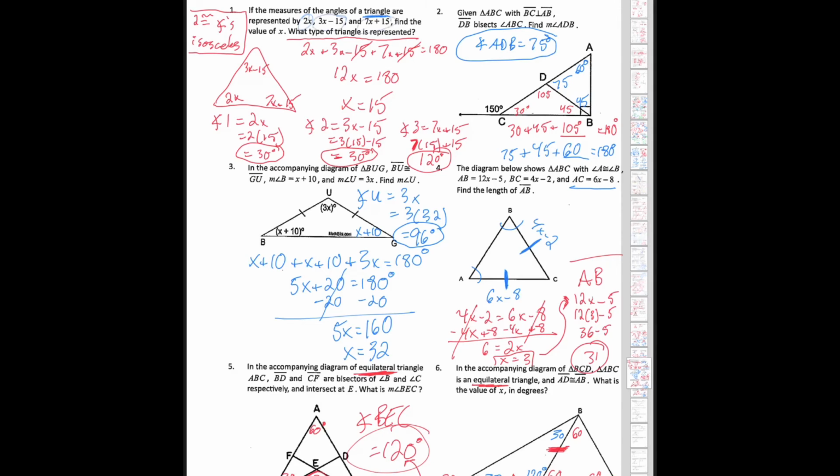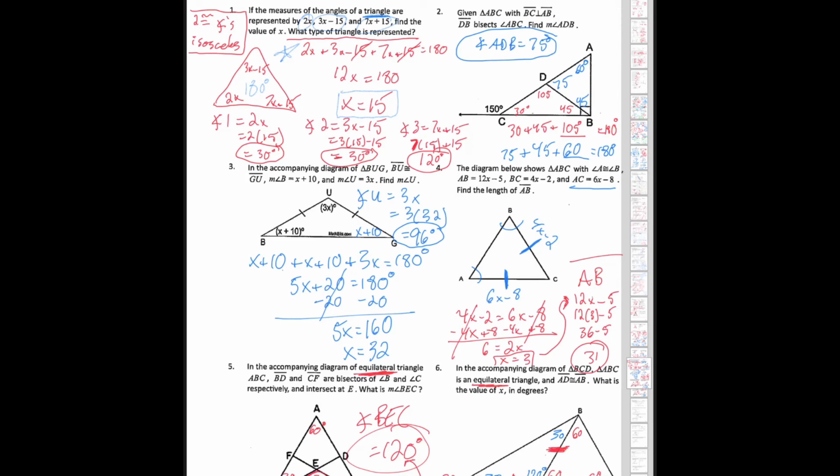So if we're given these three measures, we have to label them in a triangle like I did here. We know that the interior angles of a triangle add up to 180 degrees. So what we do is we set those equal to 180 after we add them all up, and we get x is equal to 15.